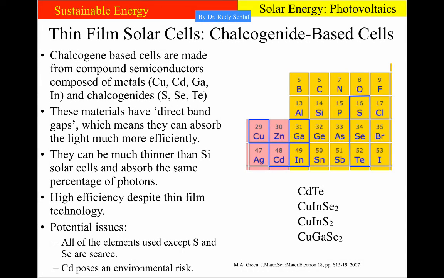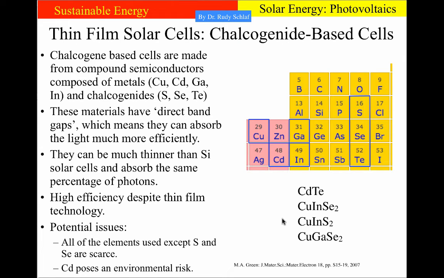A more recently developed type of thin film solar cells are chalcogenide-based cells. Chalcogenides are compound semiconductors composed of metals like copper, cadmium, indium, gallium in combination with chalcogens such as sulfur, selenium, and tellurium. That gives us materials like cadmium telluride, copper indium selenide, copper indium sulfide, and so forth.